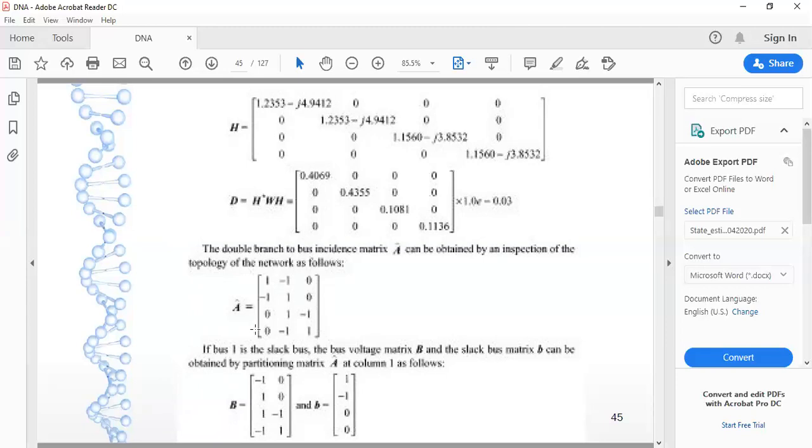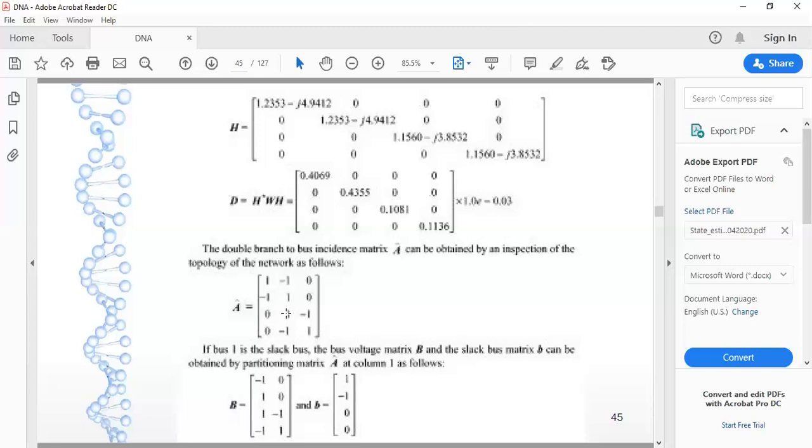So if we calculate the incidence matrix, the current will flow from 1 to 2. Hence, the elements of the incidence matrix are 1, -1 and 0 for row 1, because this is bus 1, this is bus 2, and this is bus 3. For the second row, the power will flow from 2 to 1. Hence, this is -1, this is 1, and this is 0. For the third row, it is from 2 to 3. So the first column will be 0 because it is not participating in this.